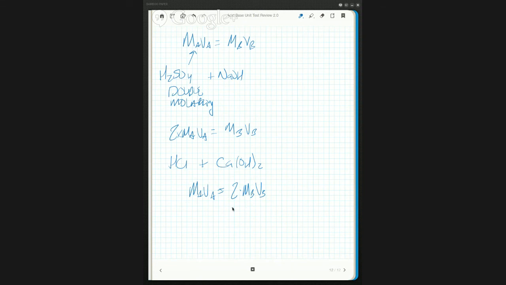And here's the interesting thing. If you know the concentration of the base, then you just multiply it by 2. But let's say you don't know the concentration of the base. That's your analyte, the one that you're looking at. You're going to divide both sides by 2. Your molarity of the base is going to be equal to the molarity of the acid times the volume of the acid, divided by 2 times the volume of the base.